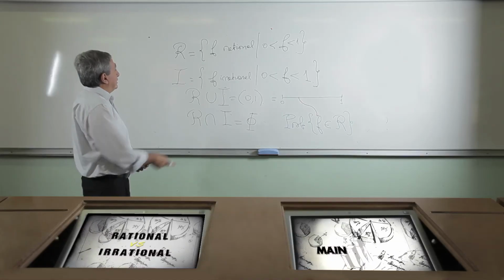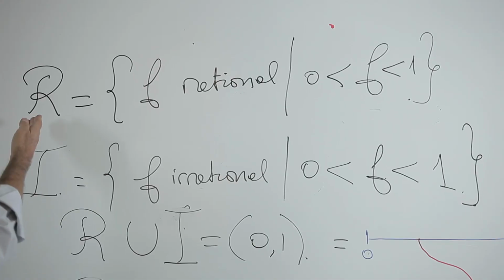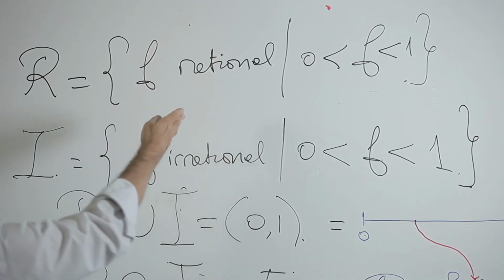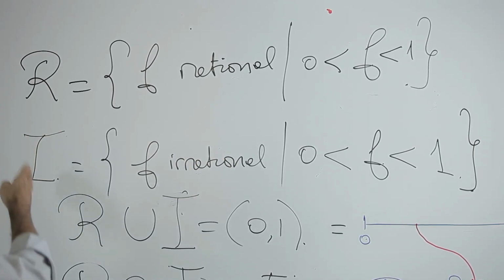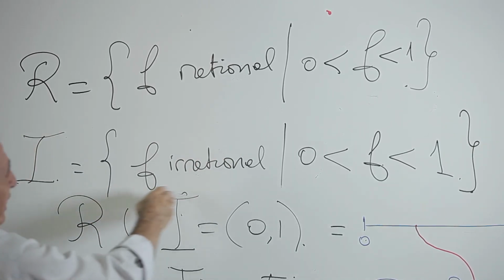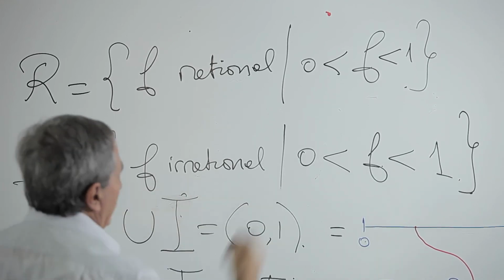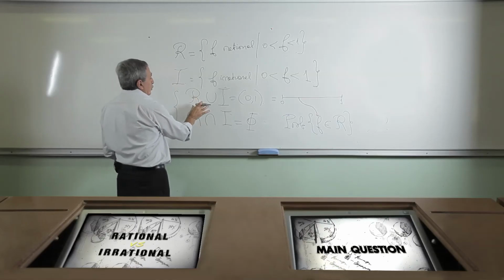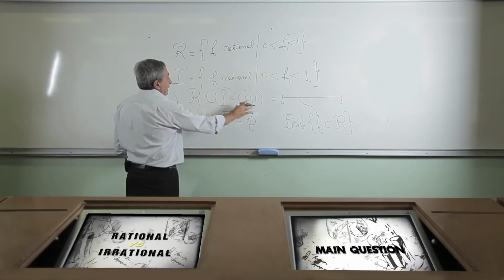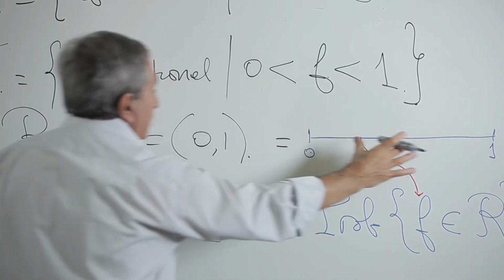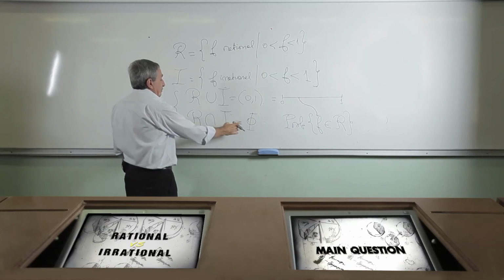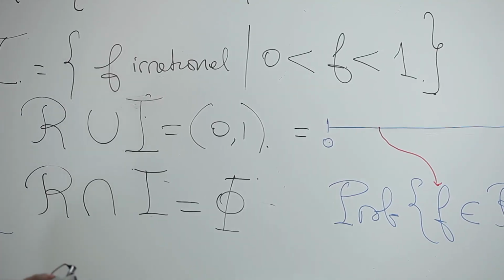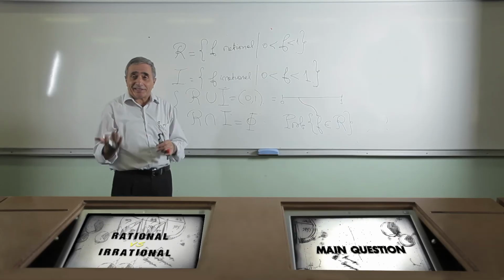At that point, then, we may define script R, which is the set of all rational numbers that are between 0 and 1. And as well, script I, the set of all irrational numbers, also between 0 and 1. If you take the union of R and I, then you get the interval [0, 1]. And at the same time, the intersection of R and I is empty, because we know that there are no numbers that can be rational and irrational.